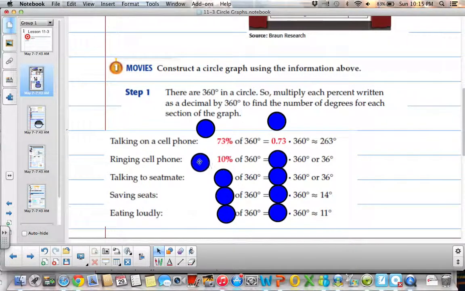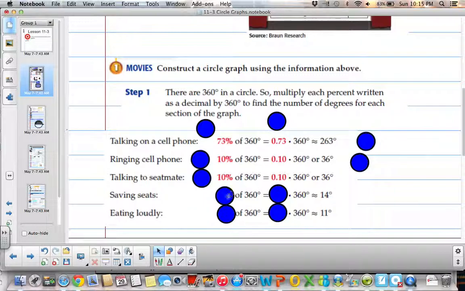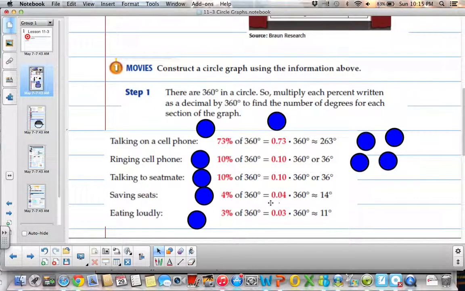A ringing cell phone, 10% said, so we would go 0.10 times 360, or we get 36 degrees. Same with talking to seatmate, and saving seats, and eating loudly. Remember, 4% and 3%, you need to add that 0 after the decimal. So we would go 0.04 times 360, 0.03 times 360. So here are all of our degrees.